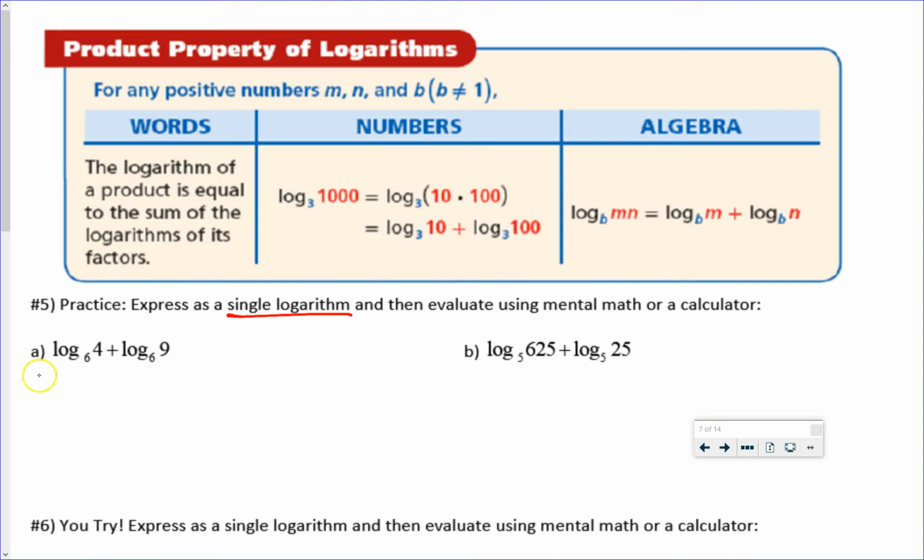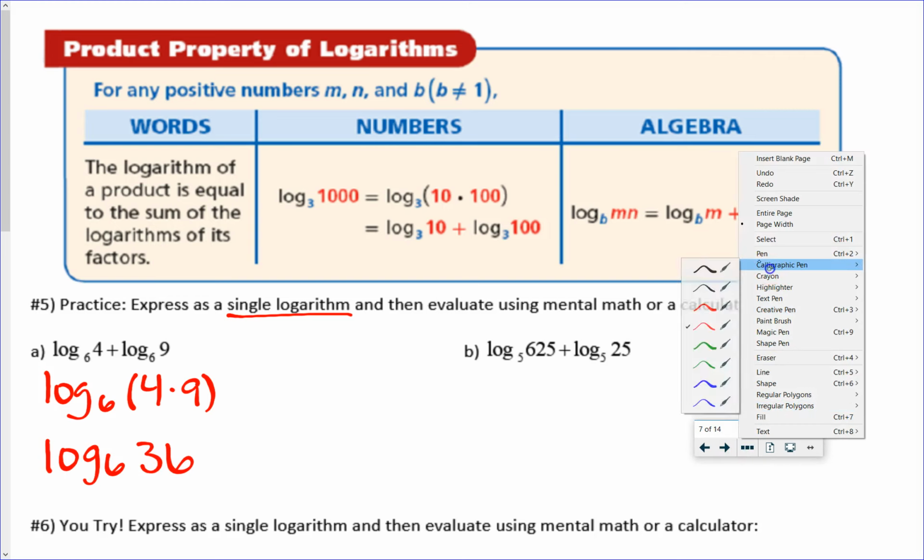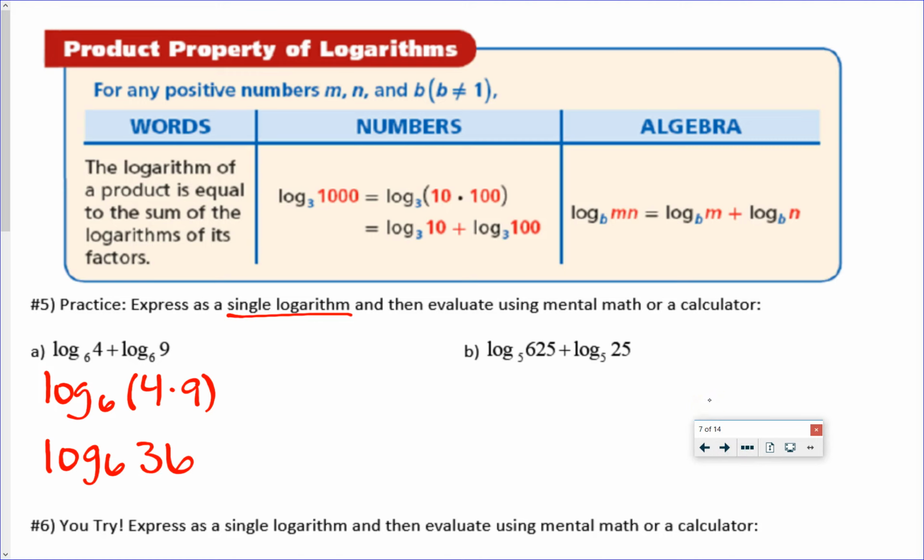So as a single log, I see two pieces with the same base. They're being added together. So to bring them together as one, I can multiply 4 times 9. So this becomes log base 6 of 36. Right? I'm not done, though. That's not my full answer. It's half of my answer. The other part is evaluate. So log base 6 of 36 equals what value? 2. Good. 6 raised to the power of 2 is 36.